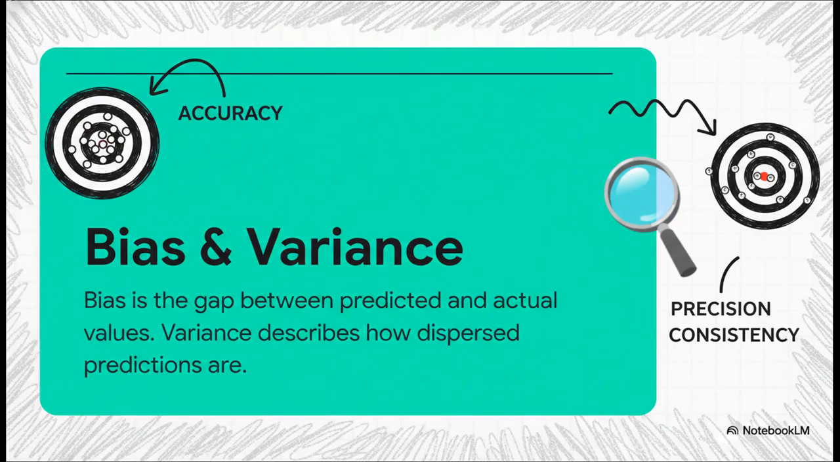To really answer those questions, we've got to get our heads around two super important concepts, bias and variance. Bias, to put it simply, is about accuracy. How close are your predictions to the real answer? Variance is all about precision. How consistent are those predictions? Are they all over the place, or are they tightly clustered together?